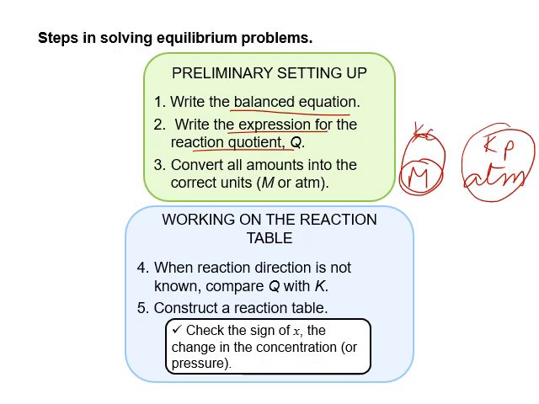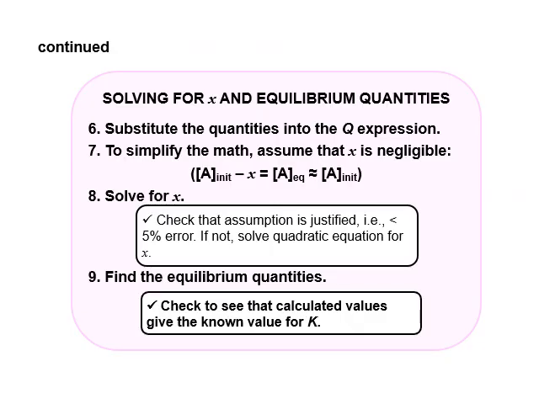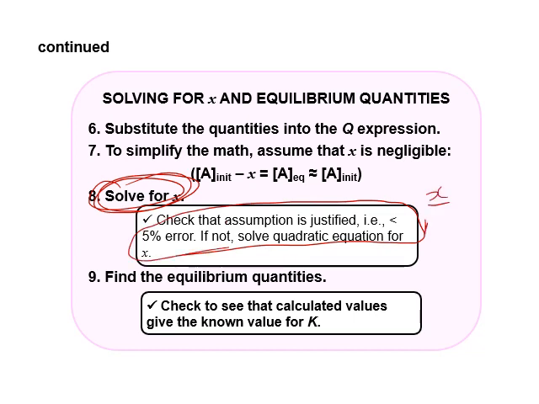Then plug the values into your ICE table and solve for the value of x. The best way to solve for x is based on whatever information the question gives you. Look at what number you haven't used and try to solve for x using that. If you make an assumption, make sure you solve for x using the assumption and then check if the assumption is justified or not. The best way is you take your x, divide by the initial, and it should be less than 0.05. And that's it. That is how you work with solving Kc questions.